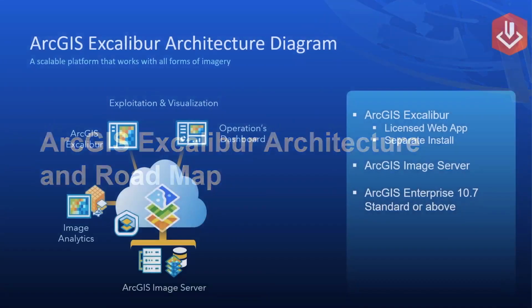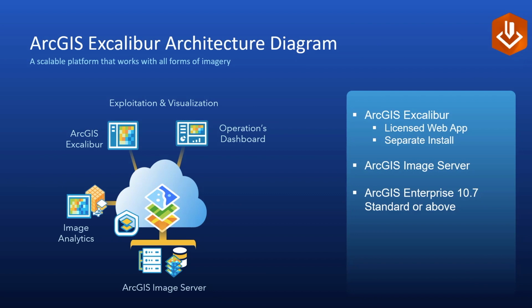ArcGIS is a comprehensive imagery platform that works with all types of imagery. To deploy this capability, you need ArcGIS Enterprise 10.7 or later, ArcGIS Image Server, and ArcGIS Excalibur, a licensed web application.